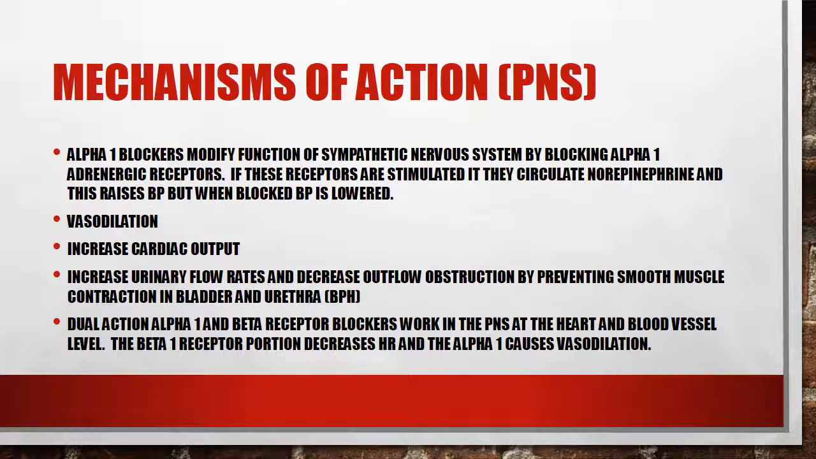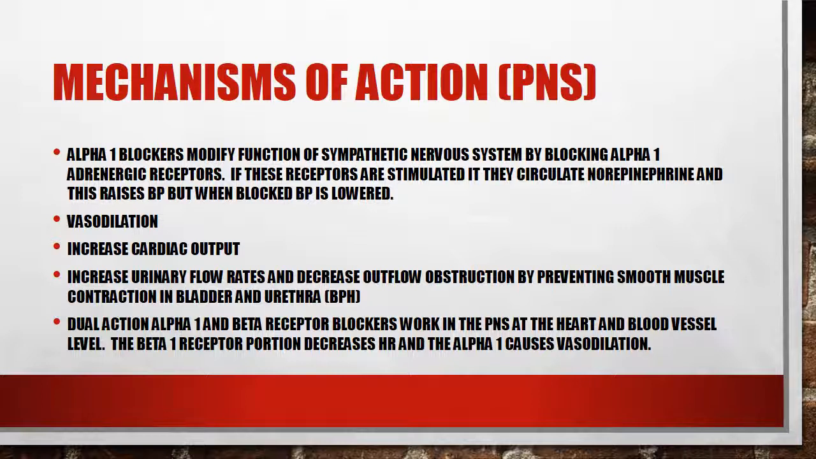Not surprisingly, there is a lot more that goes on with the peripheral nervous system. Alpha-1 blockers actually function to modify the sympathetic nervous system by blocking alpha-1 adrenergic receptors. If those receptors were stimulated, they would circulate norepinephrine and raise the blood pressure. But if it's blocked, the pressure is lowered, because that would vasodilate. If it's vasodilated, it increases cardiac output. That also would help to increase urinary flow rates and decrease outflow obstruction by preventing the smooth muscle contraction in the bladder and the urethra, which helps benign prostatic hyperplasia.